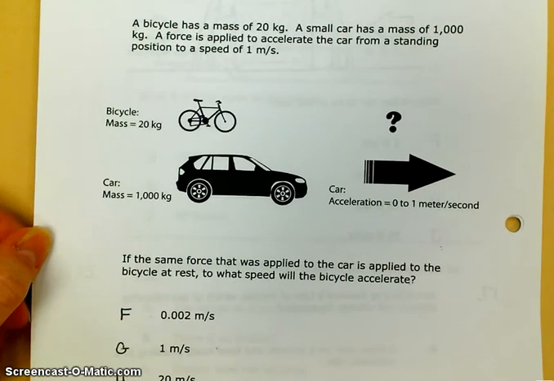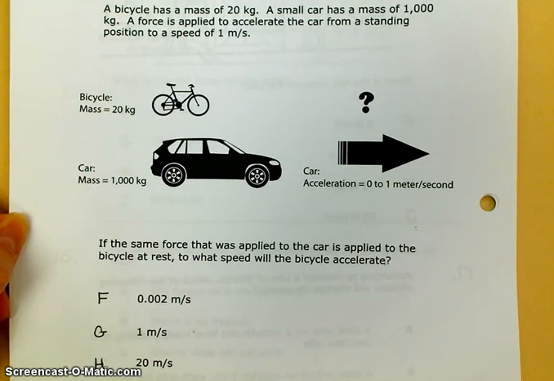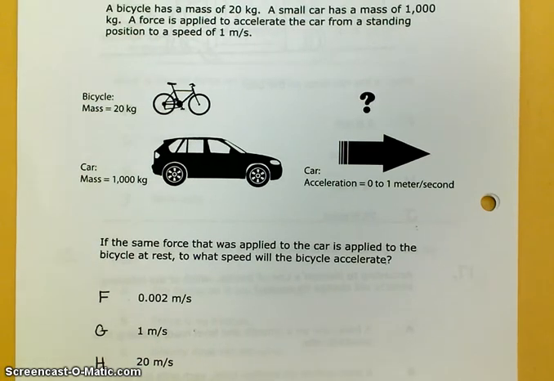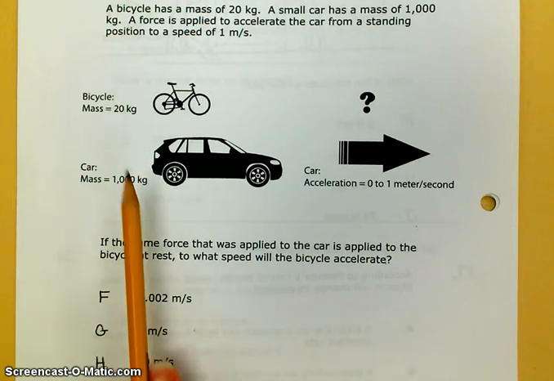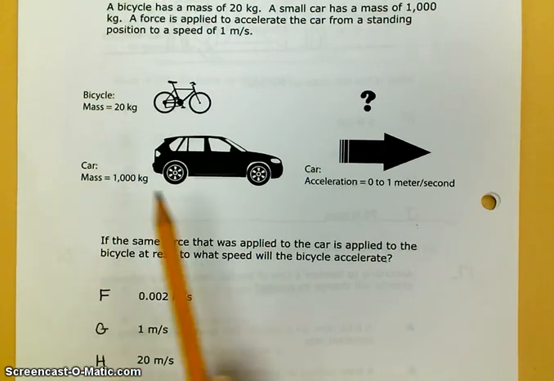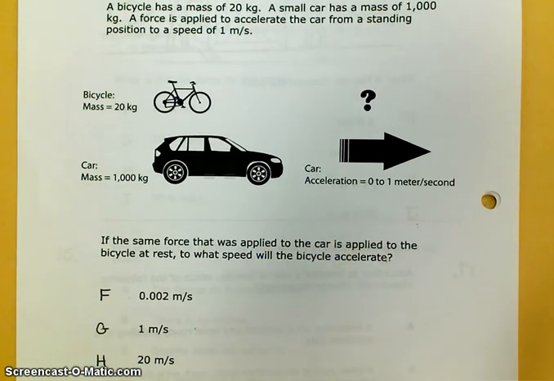All right, number 18. A bicycle has a mass of 20 kilograms and a car has a mass of 1,000 kilograms. A force is applied to accelerate the car from a standing position to a speed of 1 meter per second. Okay, so the bike's mass is 20 kilograms, car's mass is 1,000 kilograms, and the car accelerates from 0 to 1 meter per second. Okay, we can consider that the car's acceleration is 1 meter per second squared.